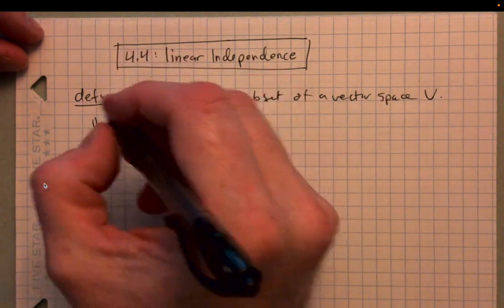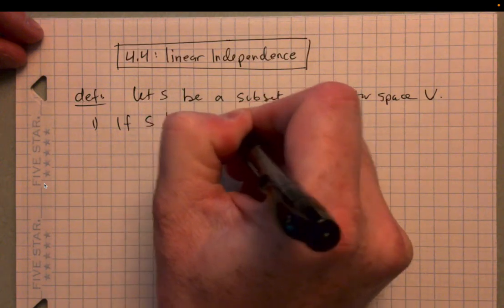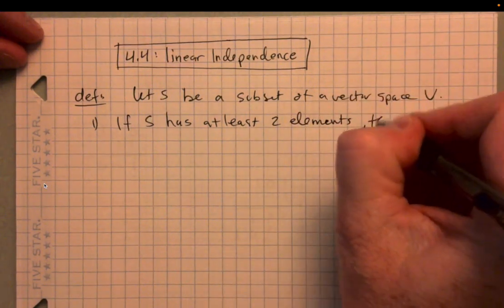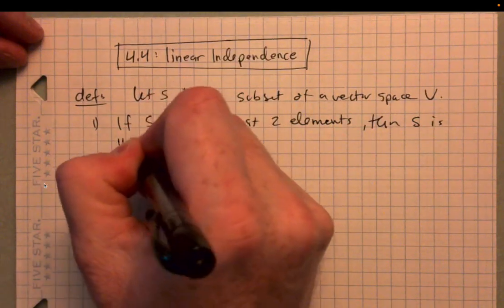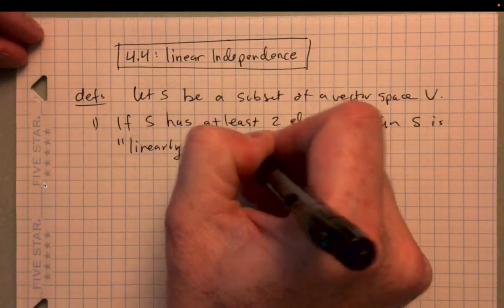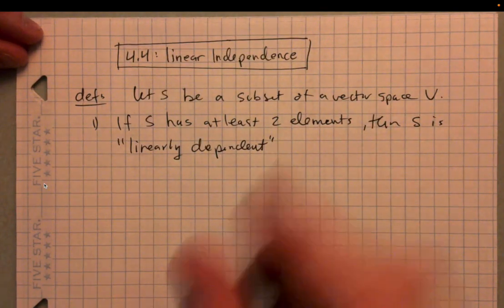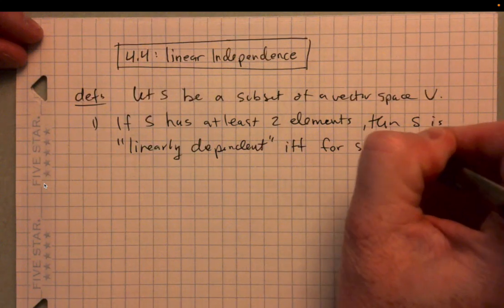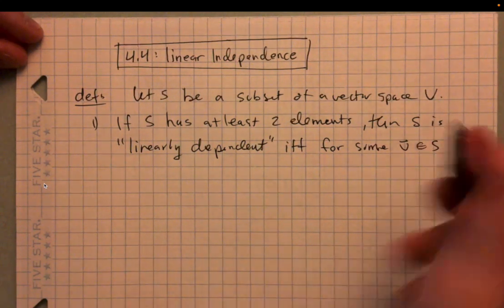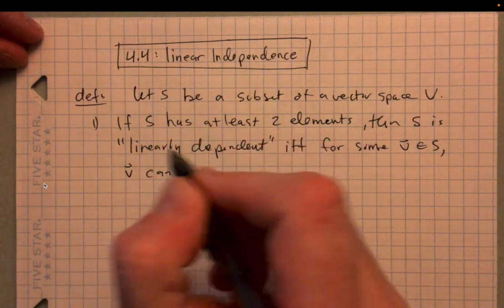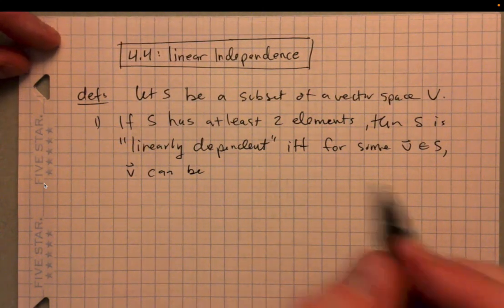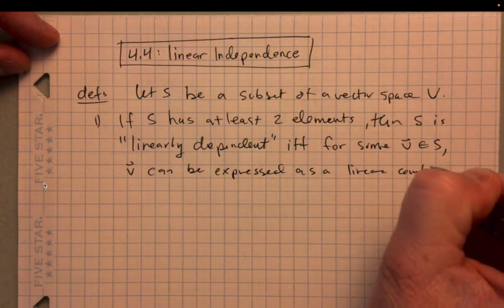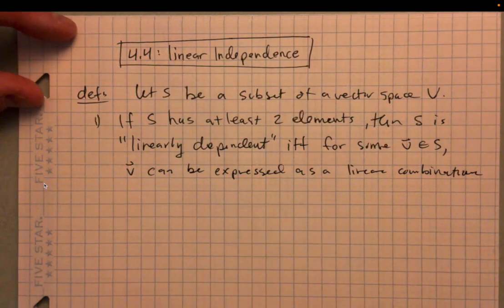If S has at least 2 elements, then S is linearly dependent if and only if for some v in S, for some vector v in the subset S, the vector can be expressed as a linear combination of the other vectors in S.